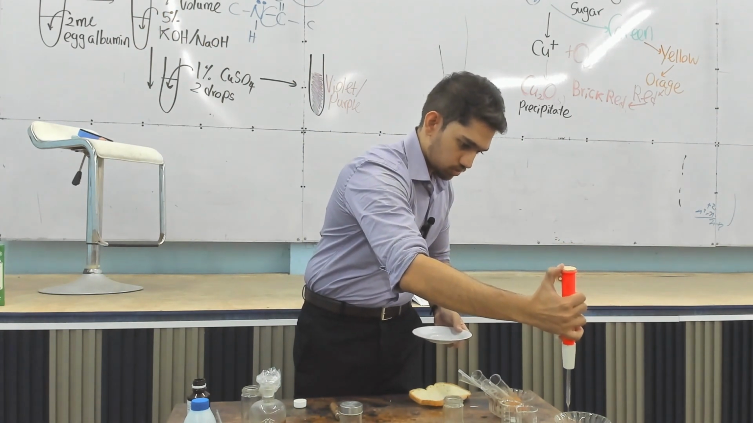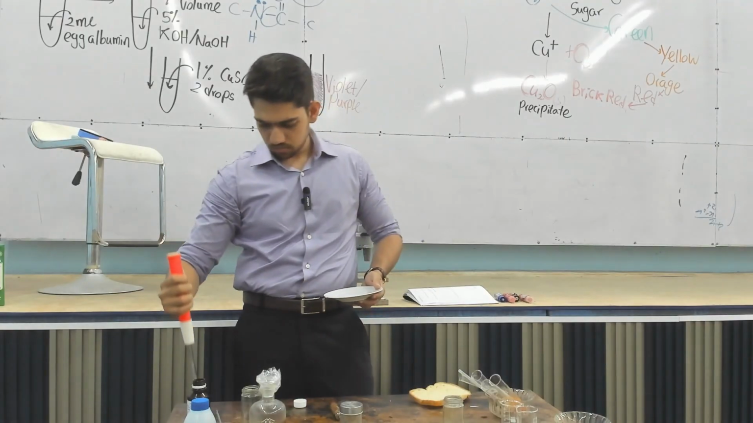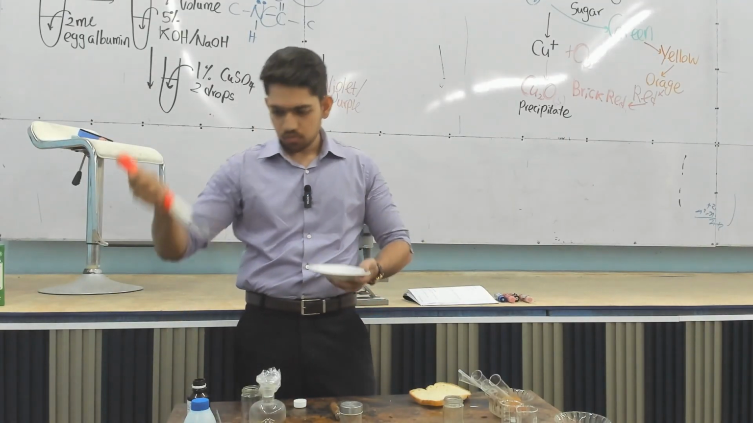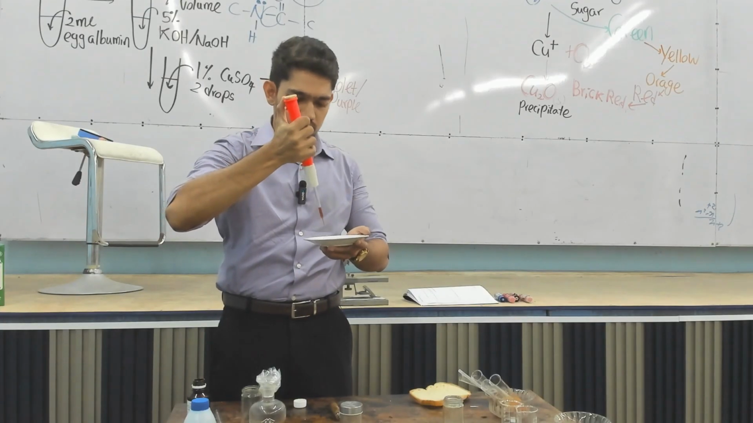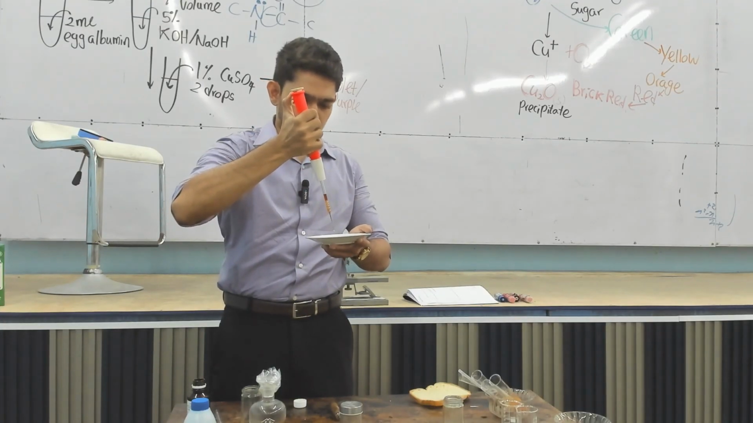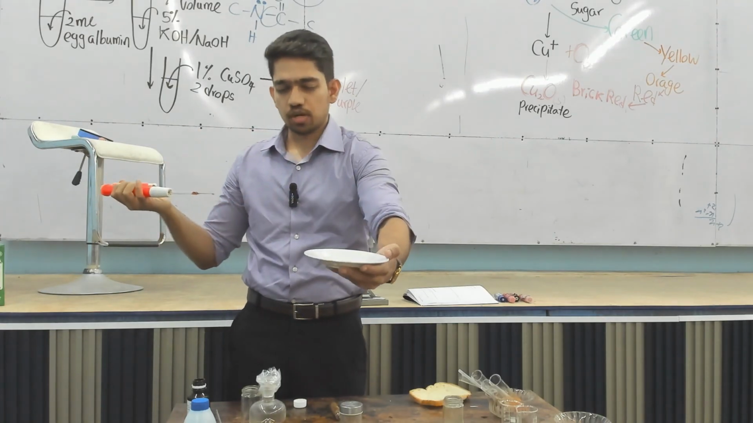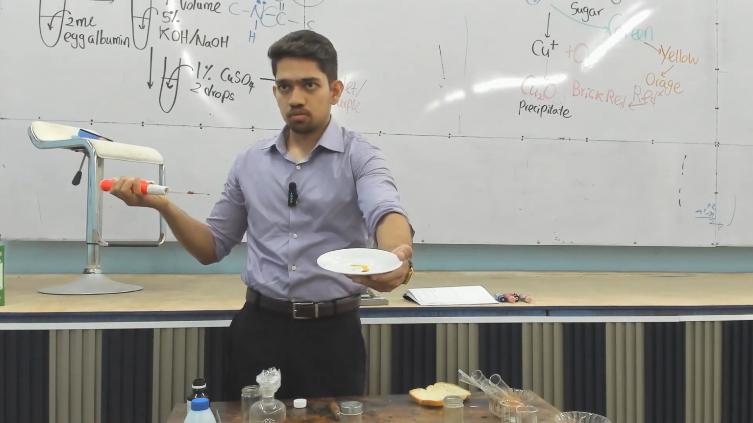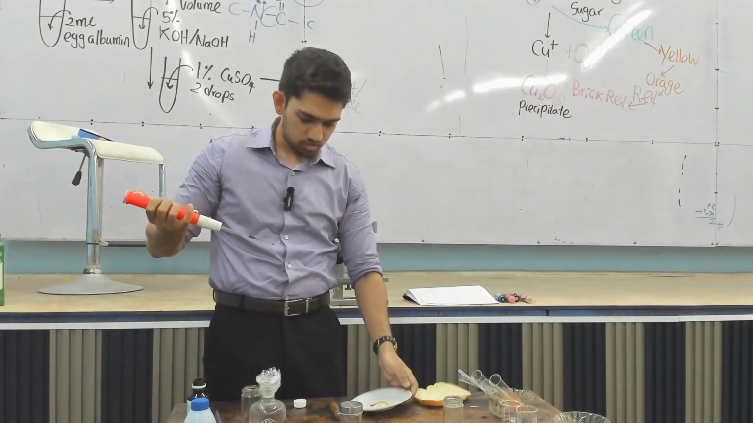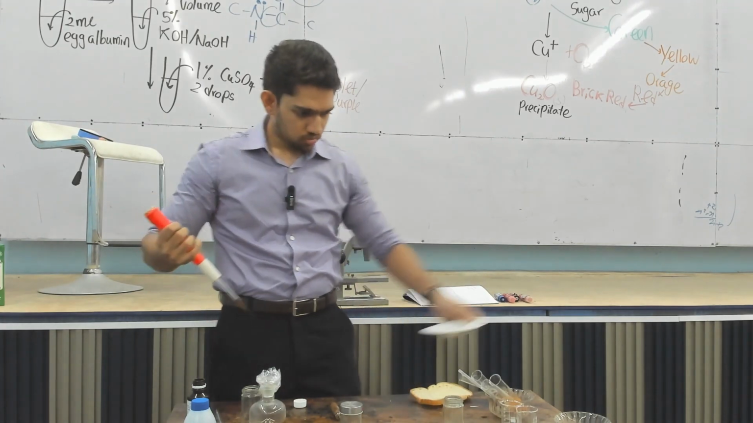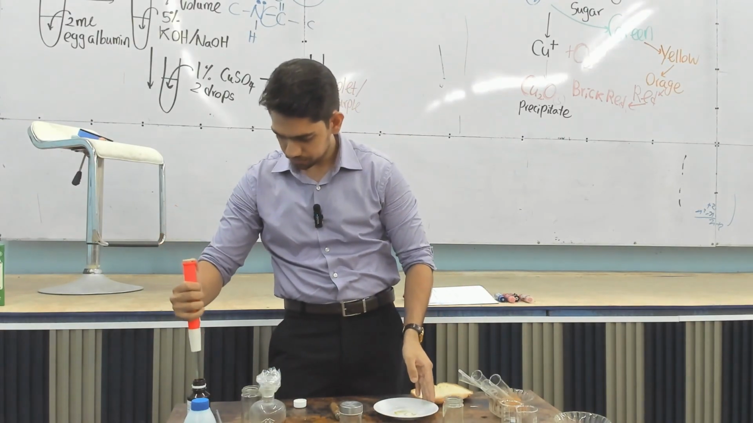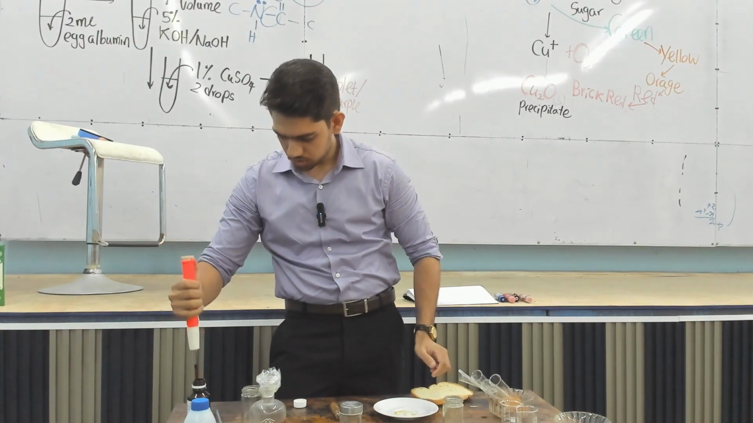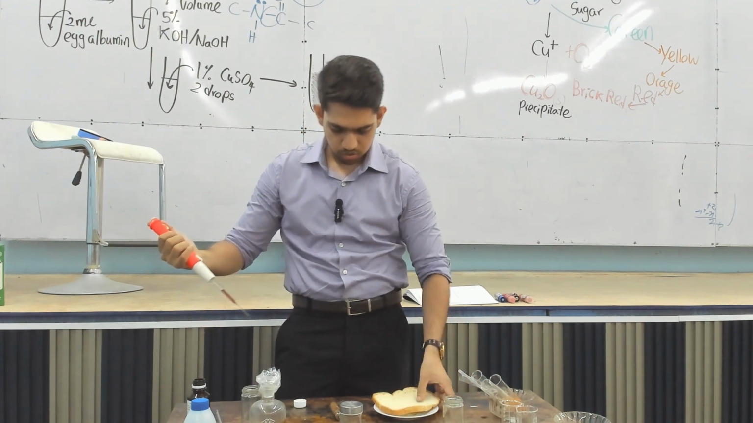Can you see? This is the color of iodine, okay, brown color, right? I'll put a drop on this white tile. Okay, so it's like marmite colored. Now what we are going to do is put a bit of that iodine on this piece of bread to see if we can observe any color change.